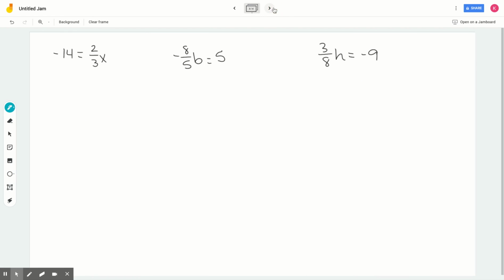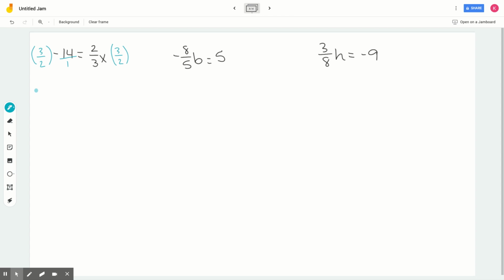Now let's take a look at the following three. So here we have -14 equals 2/3 x. So we can see here that these are being multiplied. 2/3 and x are being multiplied. But we should also know that we can't divide by a fraction, and dividing would be the inverse operation. But instead of dividing by a fraction, we can multiply both sides by the reciprocal. So the reciprocal of 2/3 is 3/2.